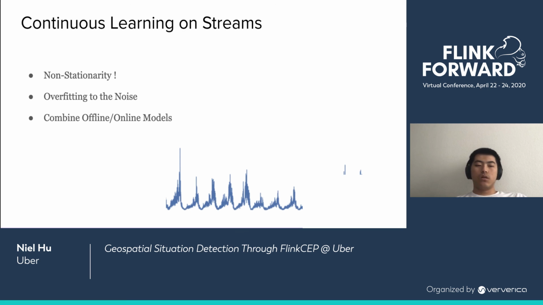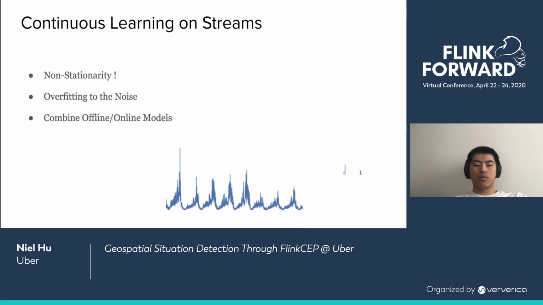So our solution is to combine the offline models trained with historical data as a baseline. Then we stack an online calibration module on top of it that takes the deviation between our prediction and the real-time signal, and uses that to readjust our offline model. This is easy to implement, easy to maintain, and it works fairly well.